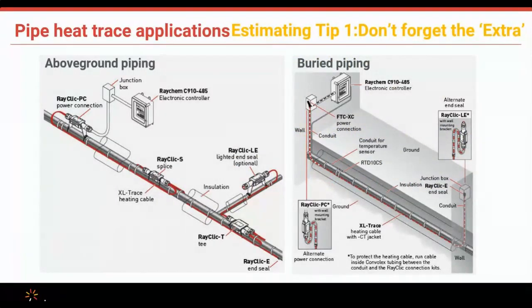All right, let's get into estimating tip number one. Estimating tip number one is don't forget the extras. What do I mean by that? Well, I just talked to you about this buried pipe application, right? Whenever you are going underground, or for that matter, if you're talking about a pipe riser on a building where you have to go up 4 floors, you want to take those verticals into consideration. That's something that's missed quite often. Give yourself that extra 5 feet to come up out of the ground. Give yourself the extra 30 feet that you need because it's vertical piping, and you don't want to miss that in your takeoffs.